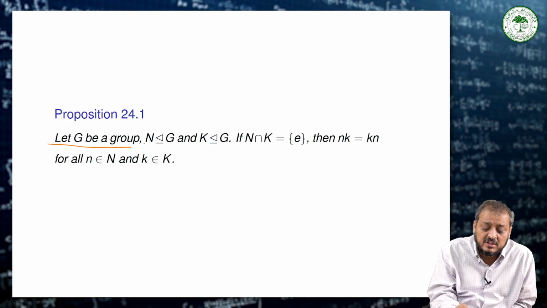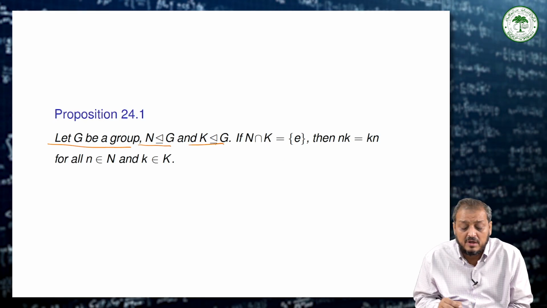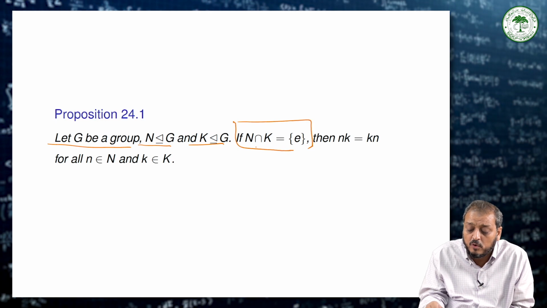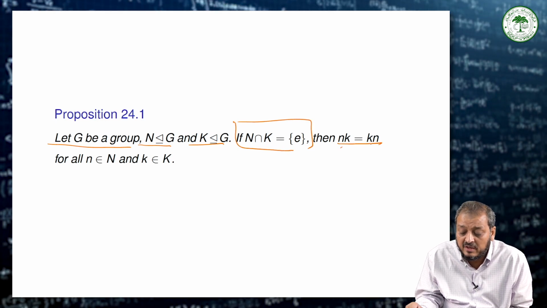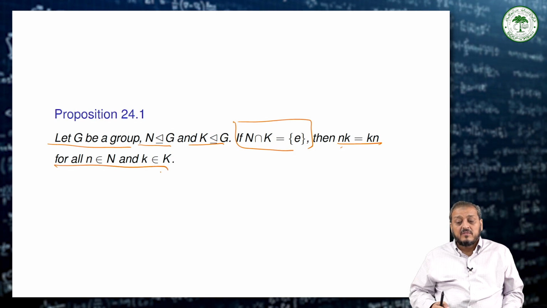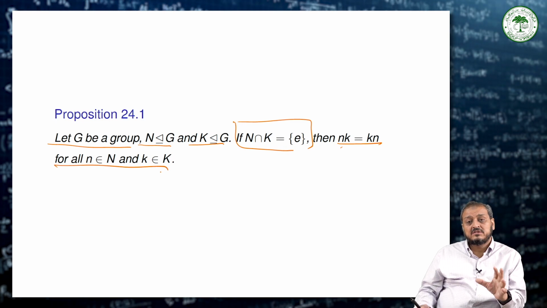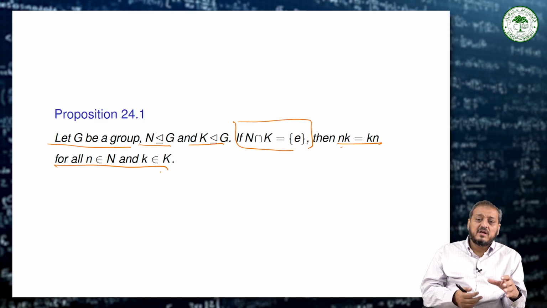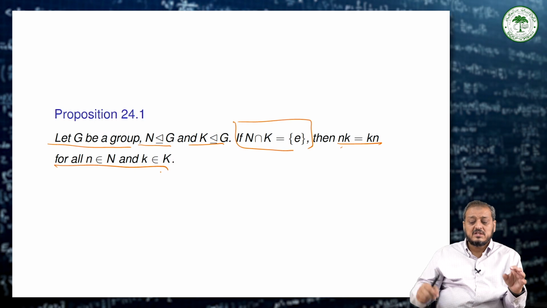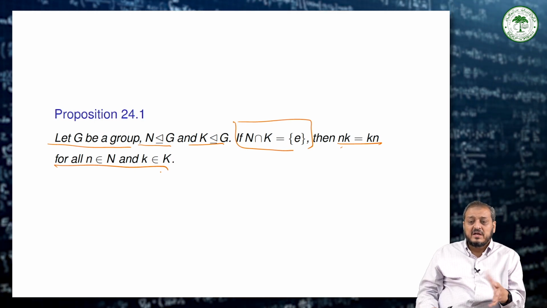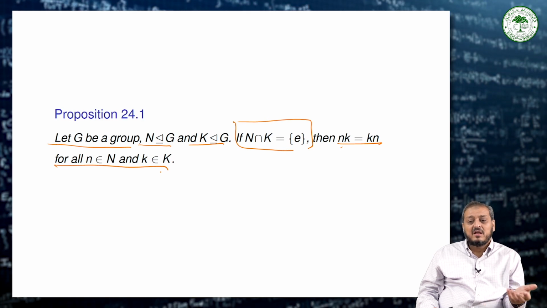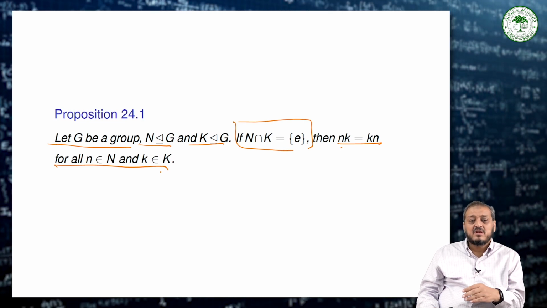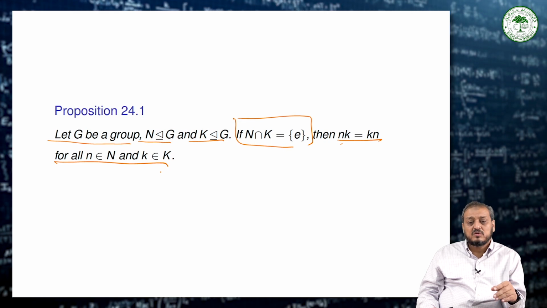Let G be a group and N a normal subgroup, and K is also a normal subgroup of G. We take two normal subgroups of G, and we show that if the intersection of these two normal subgroups N and K is the identity, then nk is equal to kn for all n belonging to N and k belonging to K. If N and K are two normal subgroups, we have to show that their intersection is only the identity element.